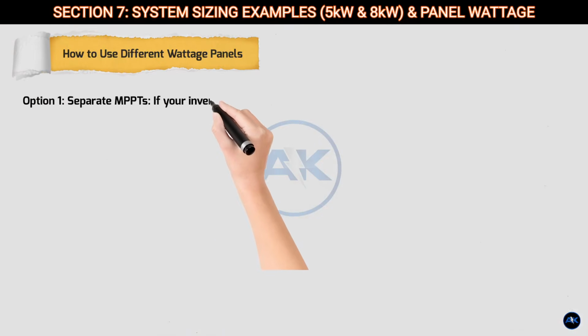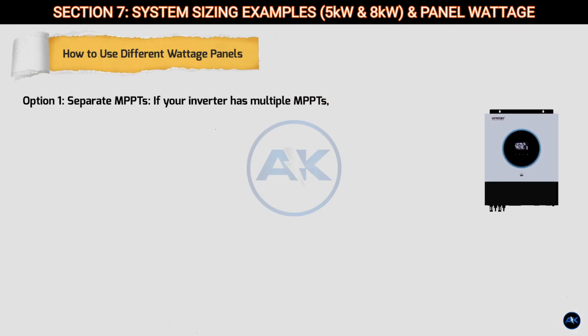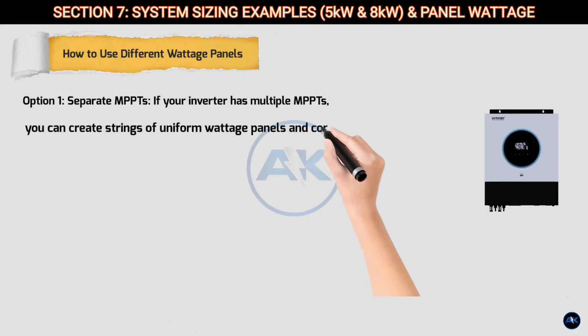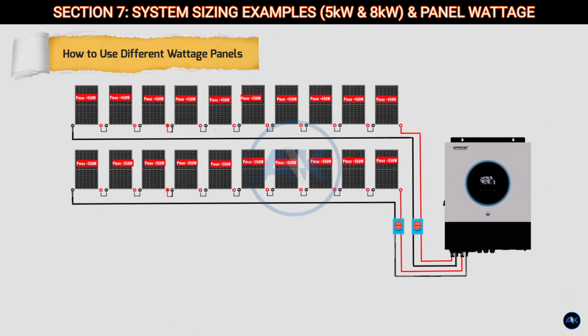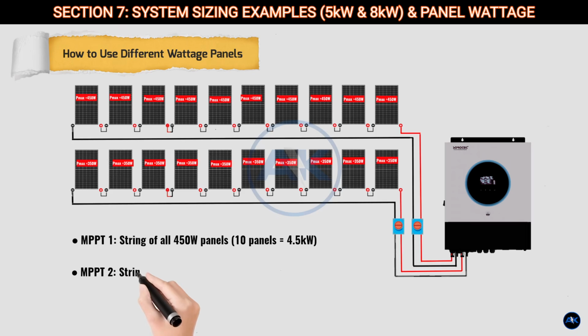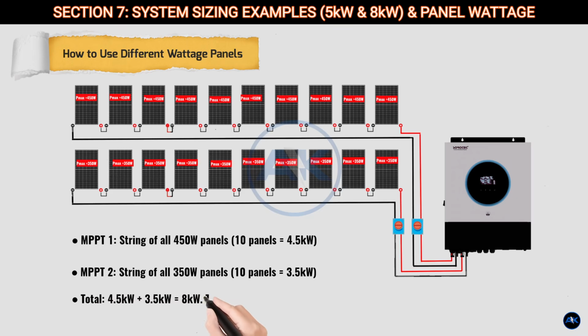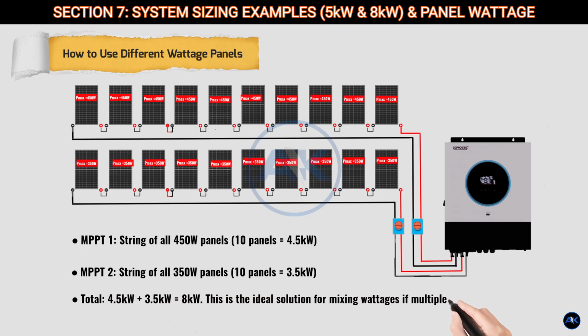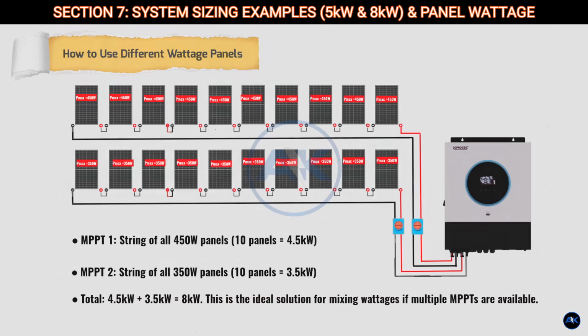Option 1. Separate MPPTs. If your inverter has multiple MPPTs, you can create strings of uniform wattage panels and connect them to separate MPPTs. For example, MPPT1: a string of all 450 watt panels, e.g. 10 panels equals 4.5 kilowatts. MPPT2: a string of all 350 watt panels, e.g. 10 panels equals 3.5 kilowatts. Total: 4.5 kilowatts plus 3.5 kilowatts equals 8 kilowatts. This is the ideal solution for mixing wattages if multiple MPPTs are available.